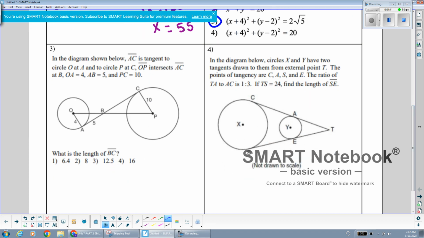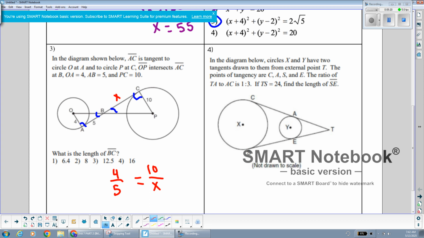Number 3. What is the length of BC? So since we have tangents to the circle at the radius, when a tangent and the radius meet, they're perpendicular, which means they form right angles. We also have congruent vertical angles. So what we have here is triangles that are similar by AA. When you have similar triangles, you can make a proportion involving the corresponding sides. So I'm going to make a proportion to find BC. I'll do from the small triangle, and then on the other side, I'll do the corresponding sides from the big triangle.